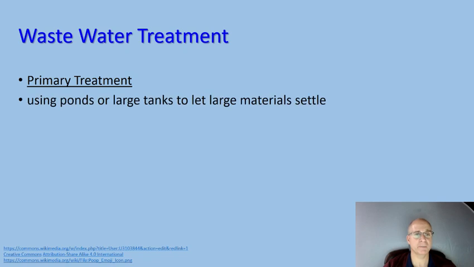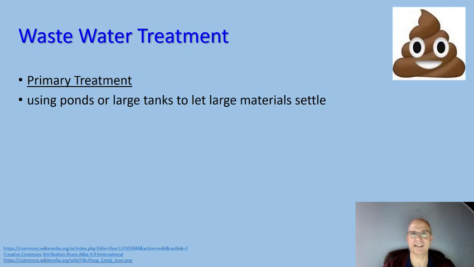All right, we're almost done with the background information that we need for the lab, but I want to talk about one more quick thing, and that's wastewater treatment. So there's 2 or 3 steps in wastewater treatment. The first of which is called primary treatment. And this is where you use ponds or large tanks to take the sewage in and allow the big chunky stuff to settle, if you know what I'm talking about there.